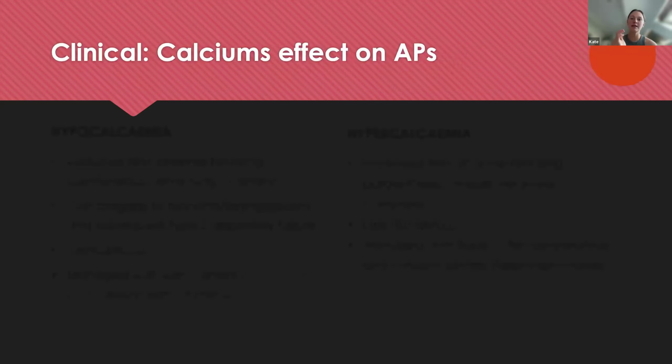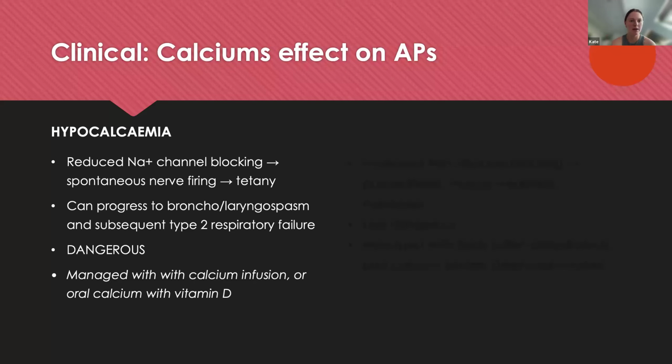So in low calcium, remember we said calcium ions block sodium channels, so you have reduced sodium channel blocking, increased spontaneous nerve firing, and you have increased tetany. And tetany is when action potentials combine to provide a continuous signal. This is dangerous in the body because you can have muscle firing all the time, and this can lead to bronchospasm, type 2 respiratory failure, and it's really dangerous. And we help patients who have this by giving calcium back to increase that calcium.